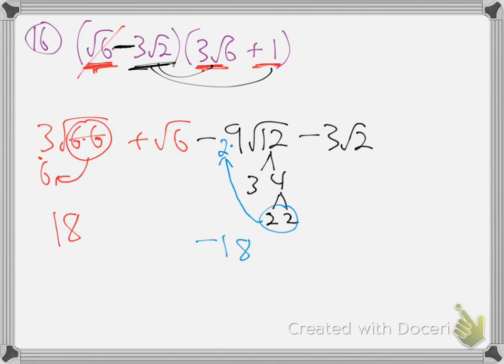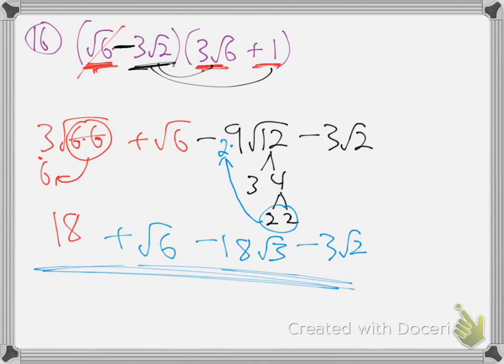So this becomes minus 18. What's left in the root? Just the 3. And the other parts, you can't do anything with them. Like the root 6, that's just 2 times 3. None of those are like terms. It's as far as we can go. There's nothing more to simplify, because all of them are different roots.